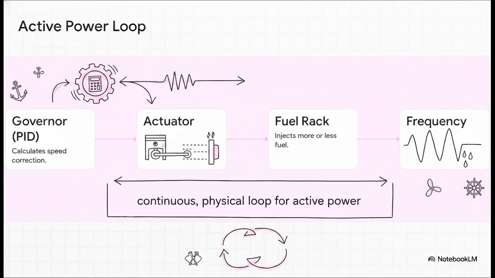Here's how that physical chain of command actually plays out. We start with the governor, which is running a PID controller. That stands for proportional integral derivative, but honestly, you can just think of it as a relentless high-speed calculator that's constantly correcting the engine speed. This governor sends a speed reference signal to step 2, the electro-hydraulic actuator. And this isn't just sending some digital ping. This actuator physically, mechanically pushes the fuel rack in step 3. It literally injects more or less fuel right to the cylinders. And that brings us to step 4. The resulting network frequency. So governor to actuator to fuel rack to frequency. That is your continuous physical loop for active power.